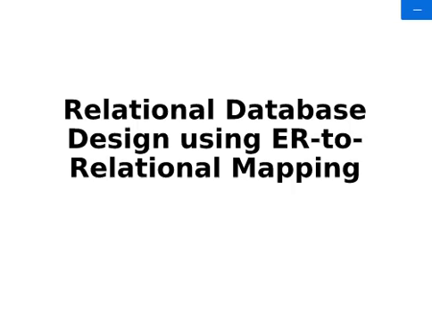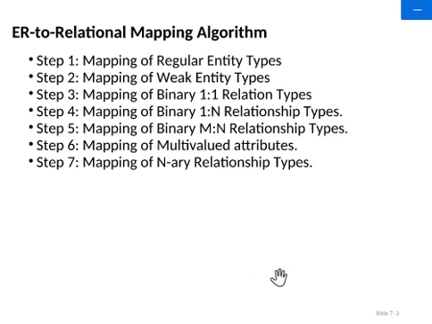Today, let us discuss relational database design using ER to relational mapping. In the ER to relational mapping algorithm, we have 7 steps. Step 1, we will be mapping all the regular entity types into a relation. When I say relation, it is nothing but a table. Informally, we call a relation a table of values. So, in a diagram, whichever regular entity types are there, we will be converting them into relations.